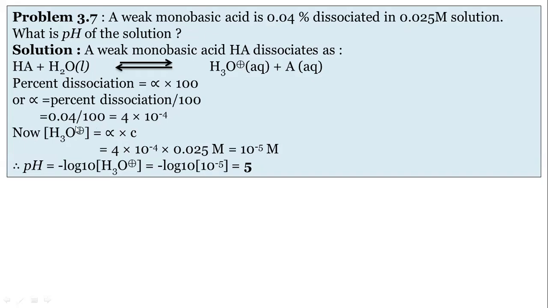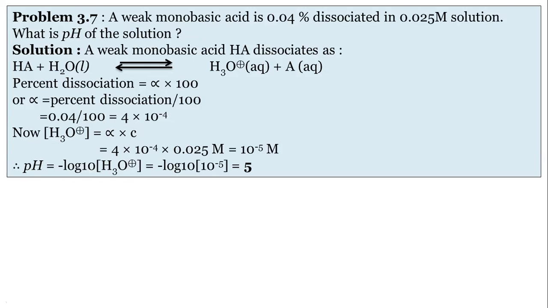This is the value of H3O plus. And by putting this value in the pH equation, pH is equal to minus log 10 H3O plus, this 10 raised to minus 5 we have to put in this equation, and we can calculate the pH. So for calculating the pH, you must know the value of H plus ion. The value of H plus ion is calculated by using alpha into C. So this is again a 3 marks numerical.